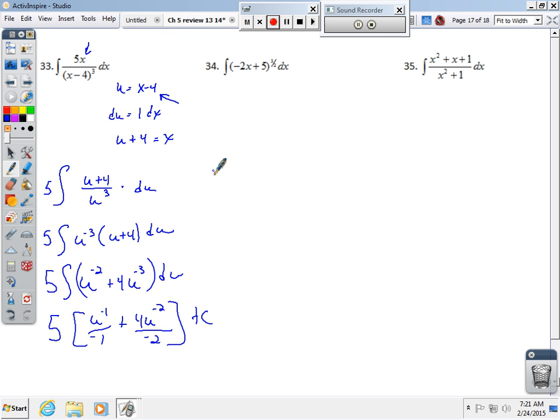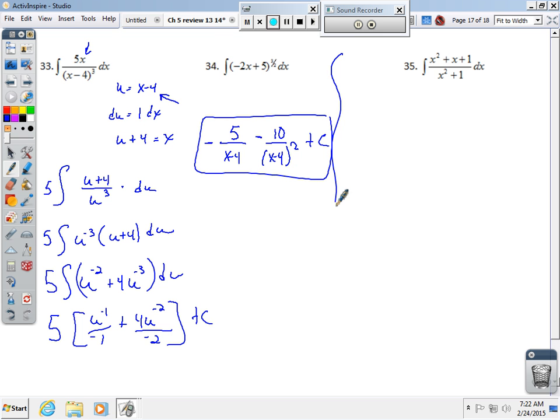I'll come over here and finish this. That's going to be a negative 5 over u to the first, which is x minus 4. And that's going to give me a negative 10 over x minus 4 squared, and then plus c. Completely simplified.